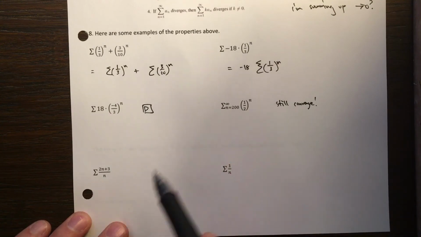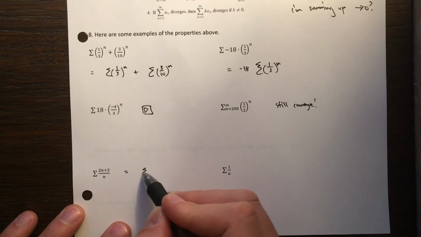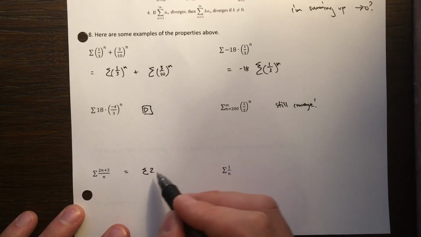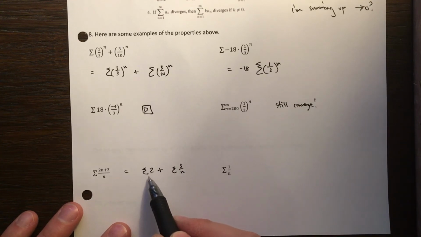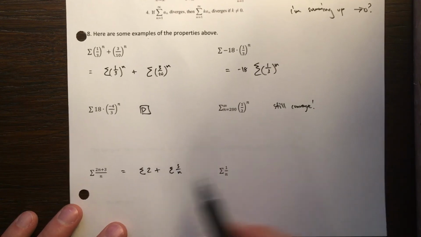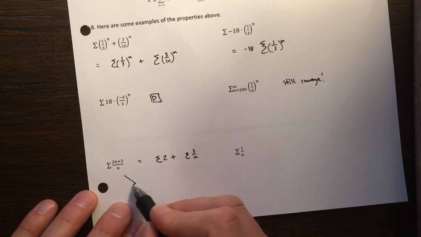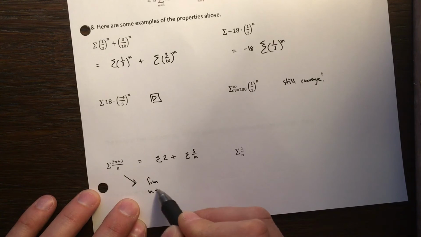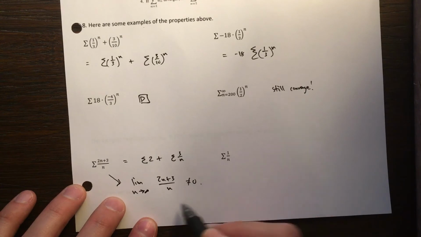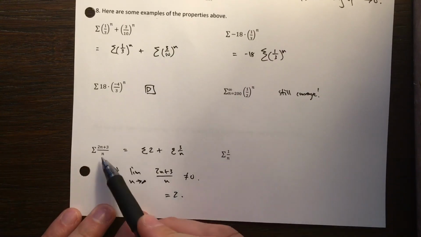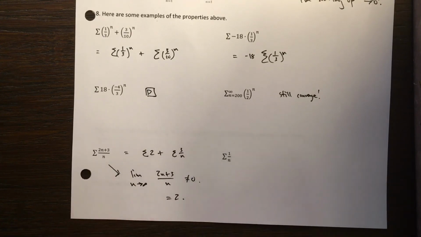This right here, well, I'm not really sure what this one is trying to be showing. But this would be the same, I suppose, as the sum of 2 plus the sum of 3 over n. And that's going to diverge, so we kind of know that this whole thing is going to diverge. And I guess what this is trying to show is, hey, the limit as n approaches infinity of 2 plus 3 over n does not equal 0. It equals 2. So the sequence itself heads towards 2. So because it doesn't head towards 0, there's no way that this series will converge.